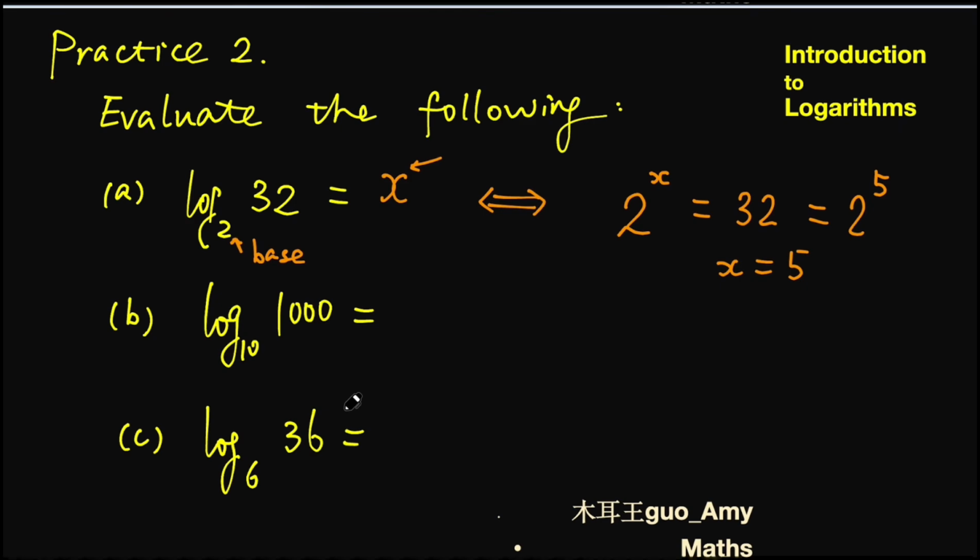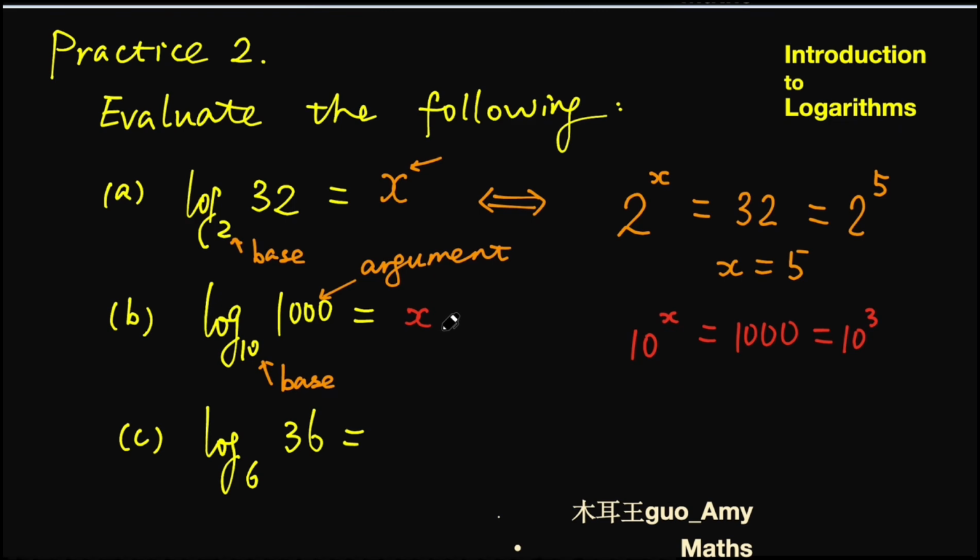Now for the second question, we have the logarithm of 1000 to the base 10. Here the base is number 10 and 1000 is called the argument. In order to get the answer, we can ask ourselves, what power of 10 gives 1000? It can be written in exponential form: 10 to the power x equals 1000. And 1000 we know is 10 to the power 3. Therefore, the answer is 3.